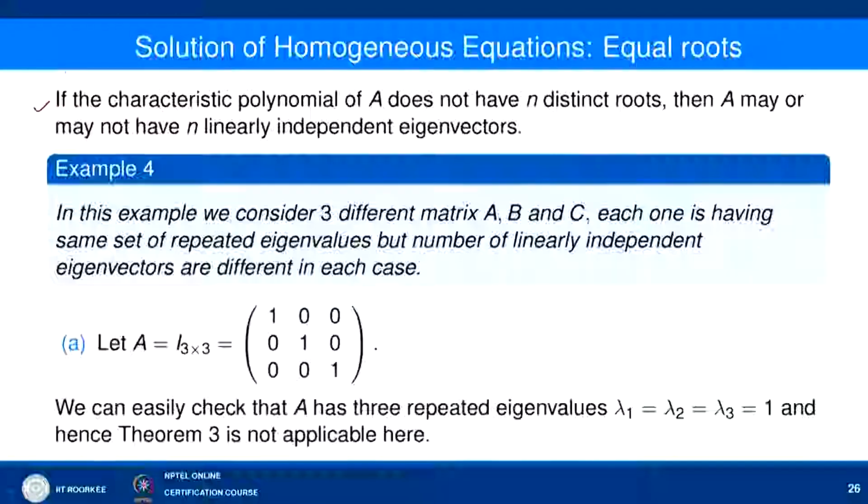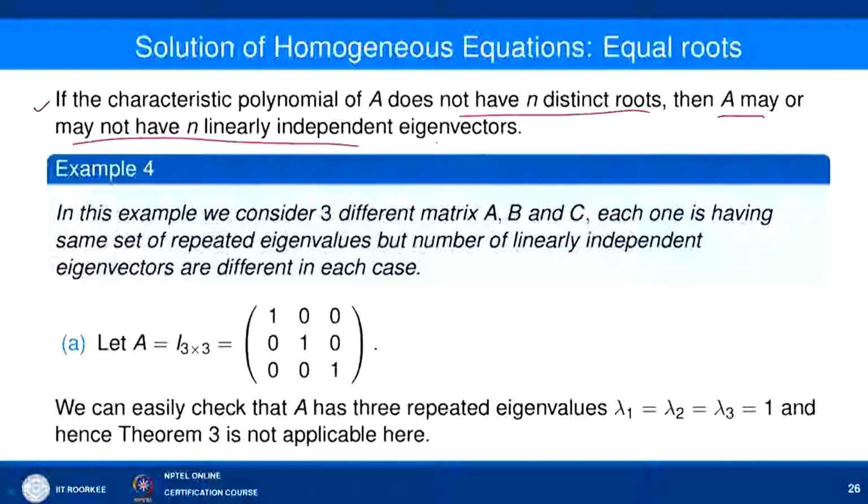The first case was distinct and real, and the second case was distinct but complex, and we have seen one example in each case. Now, let us move to the case when we have equal roots, because in case of distinct roots we have the guarantee that the corresponding eigenvectors are linearly independent, and we can find the solutions. But in case of equal roots, that theorem will not be applicable, and we can say that if the characteristic polynomial of A does not have n distinct roots, then A may or may not have n linearly independent eigenvectors.